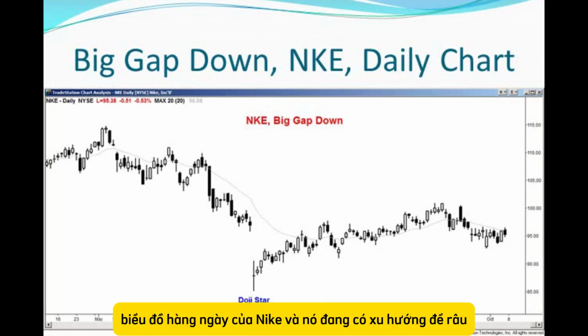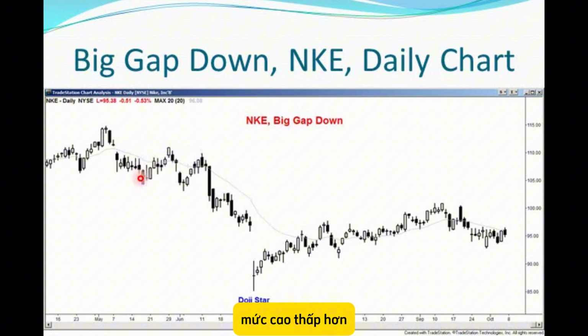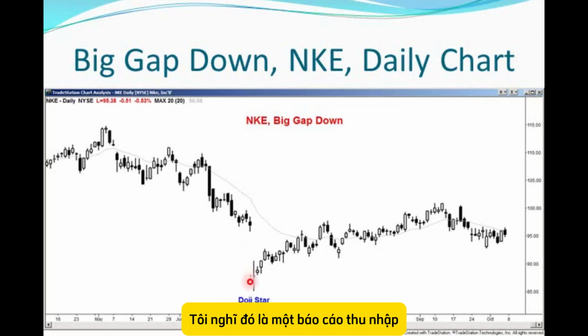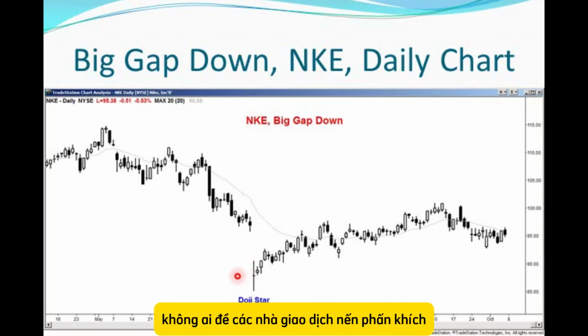Here's Nike, daily chart of Nike, and it was in a bear trend, not a strong bear trend. It's a channel. Channels are weak bear trends. Lower highs, lower lows, and then it gapped down big on a news report. I think it was an earnings report. And you look at perfect doji star, a very big bar with a perfect close right in the middle, no body. So candlestick traders get excited. Oh, wow, a doji star in a bear trend, this could be the end of the bear trend.